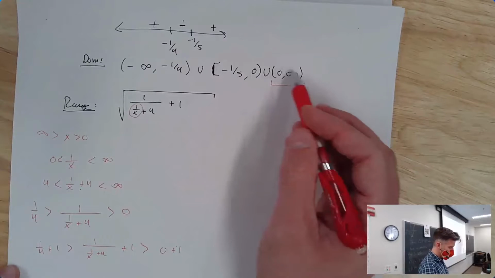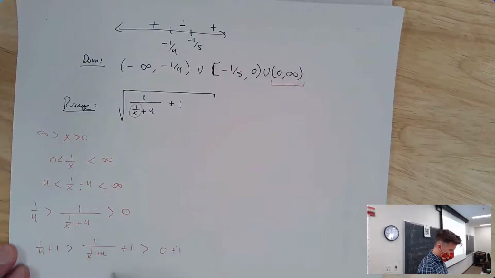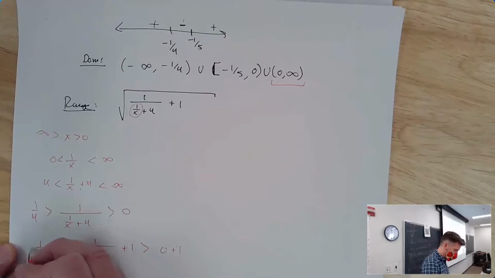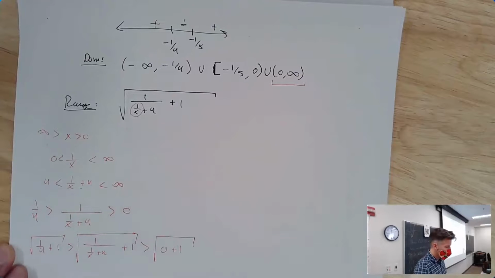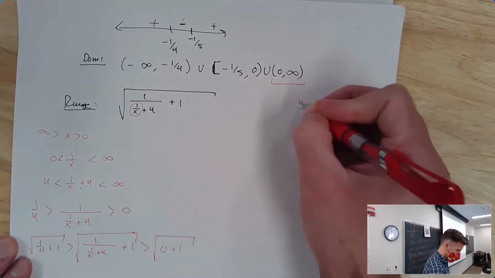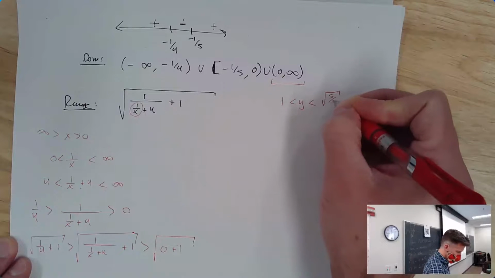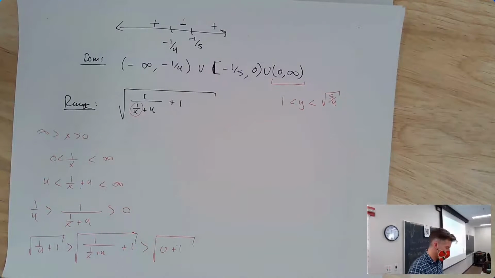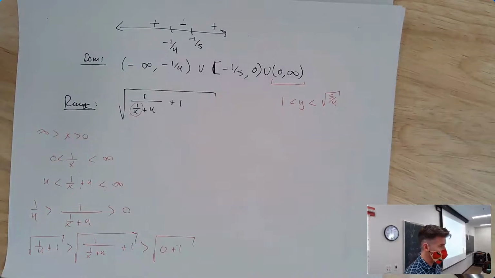So at least when x is living in here, my range values, well, then take the square root of everything. Gross. My range values are between 1 and the square root of 5/4. I'm not really sure what kind of madman would ask you this question. But that's how I guess I would have to kind of try and attack it.